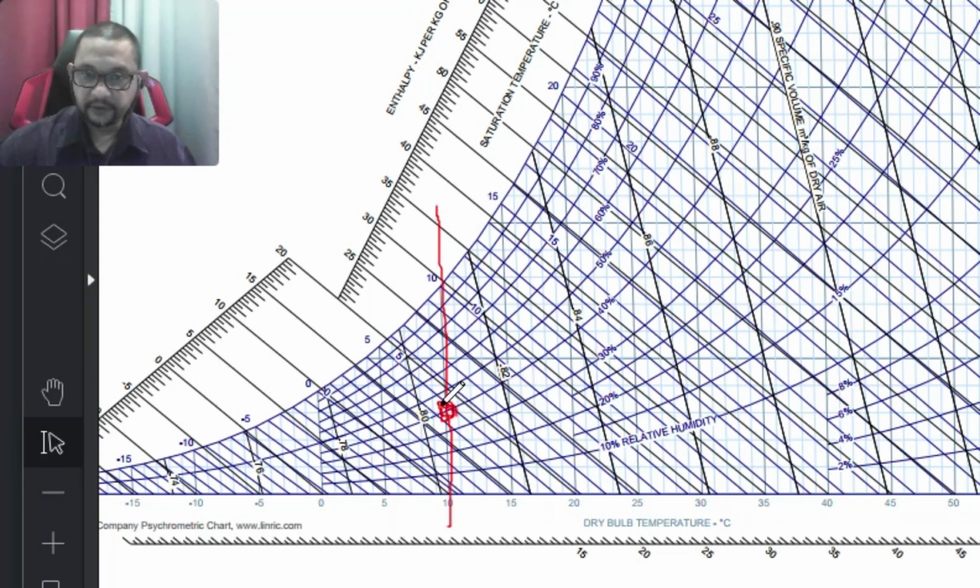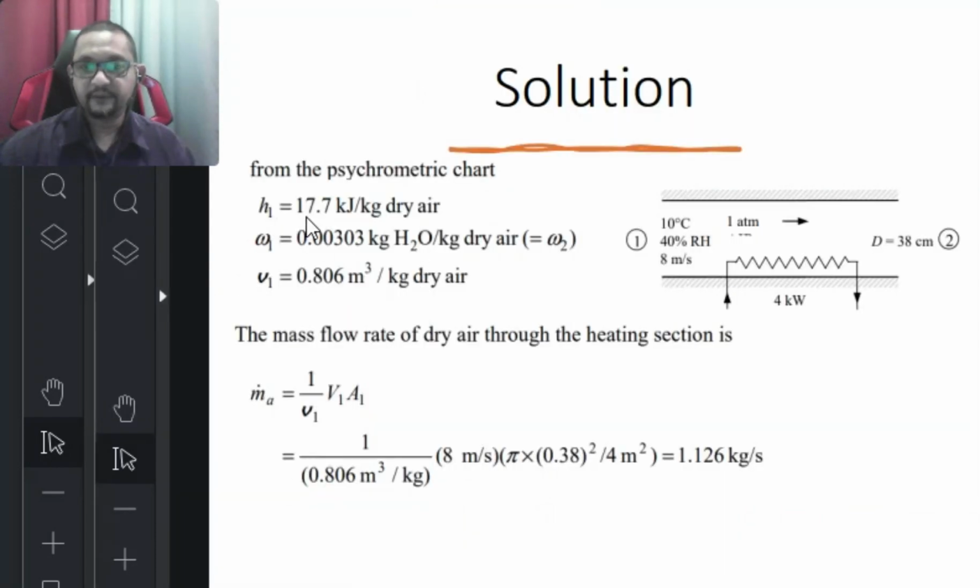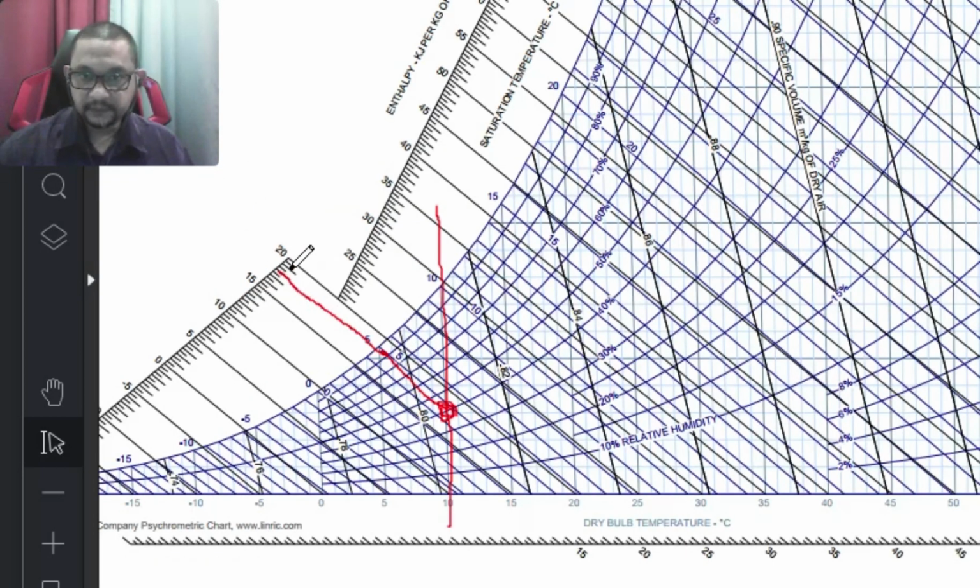So I draw h1 until I reach this one. H1 is about 70 or so, in kilojoule per kilogram. So we get the answer that h1 is 70.7 kilojoule per kilogram.